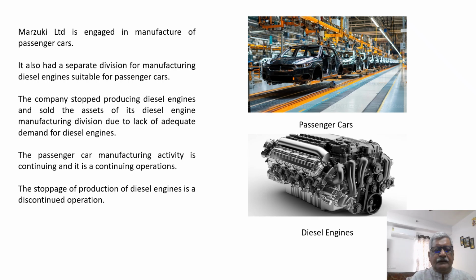For an example, Maruti Limited is engaged in the manufacture of passenger cars. It also had a separate division for manufacturing diesel engines suitable for passenger cars. The company stopped producing diesel engines and sold the assets of its diesel engine manufacturing division due to lack of adequate demand for diesel engines. The passenger car manufacturing activity is continuing and is a continuing operation. The stoppage of production of diesel engines is a discontinued operation.